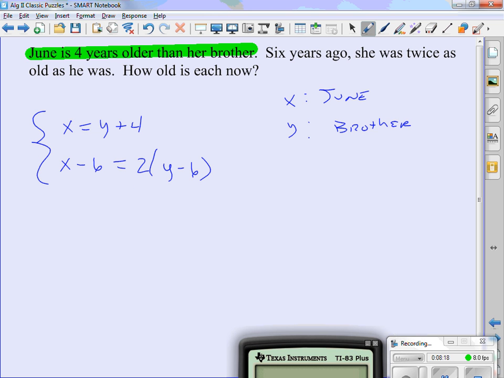I already have X equals this, so I'm not even going to try to do elimination. I'm going to do substitution. I'm going to substitute in right here. Y plus 4 minus 6 equals, now I'm going to save some time, 2Y minus 12. Combine my like terms on the left-hand side. It'd be Y minus 2 equals 2Y minus 12.